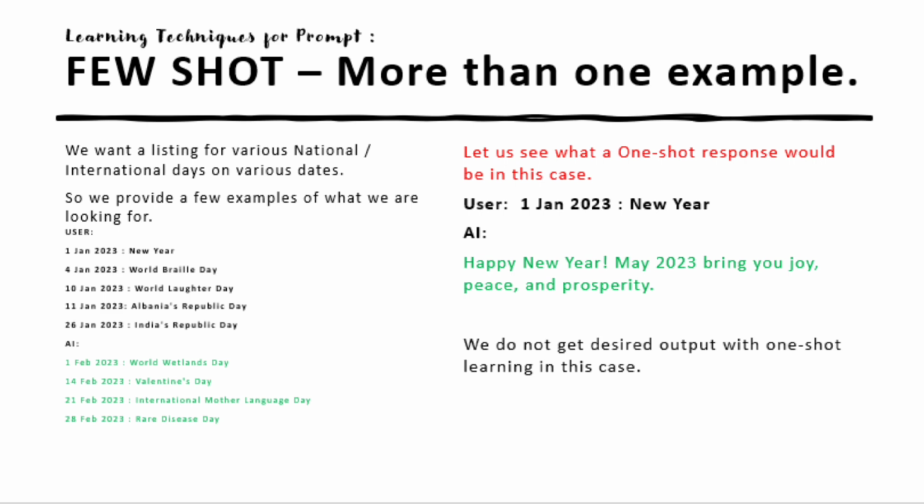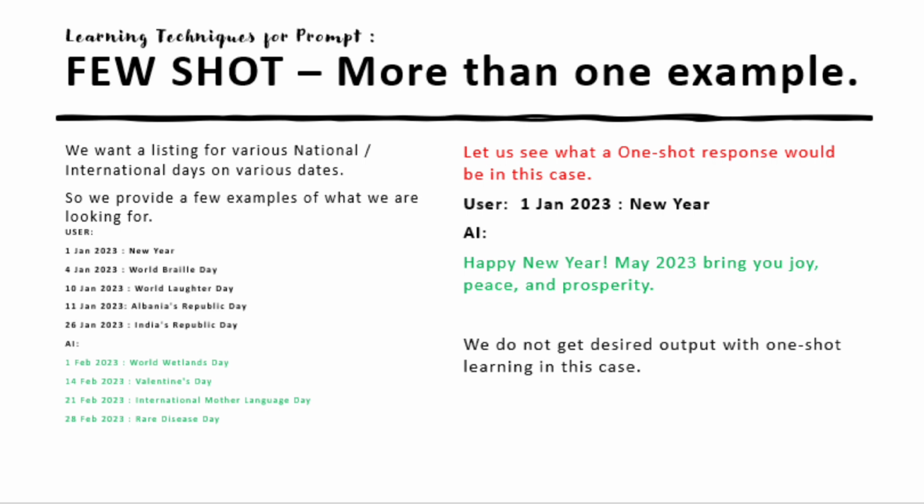But the same thing we can't achieve with a one shot response. If you have given only January 1 New Year as the prompt and you are expecting the various national and international days, it will not understand. AI will not understand that you are expecting this particular thing from this prompt. So it will give you this response: Happy New Year, may 2023 bring you joy and peace and prosperity. So AI will not understand what you are asking, and it will give you these results only. What you want to achieve, national and international days, is not achieved by using one shot. It can be achieved only by using few shot, that is, more than one example pattern-wise. So you do not get the desired output with one shot learning in this case.